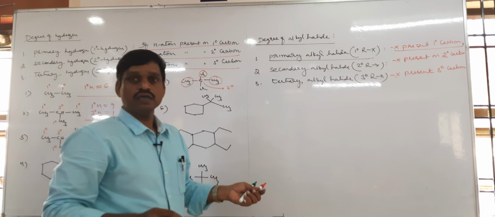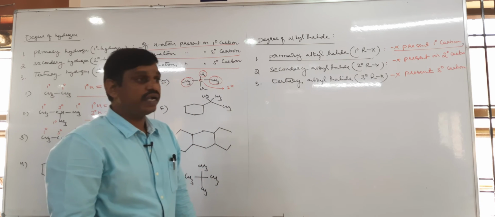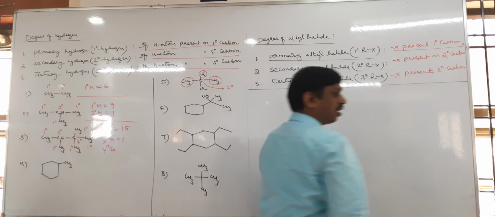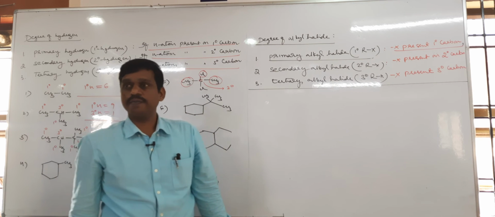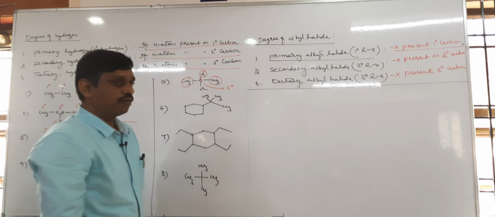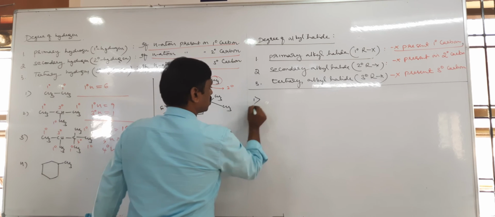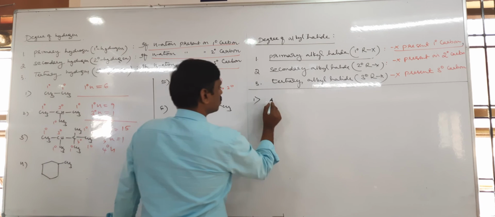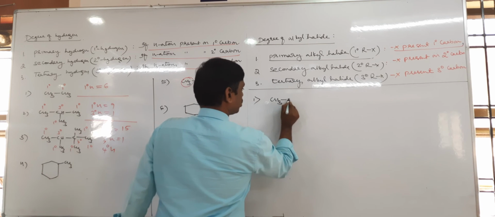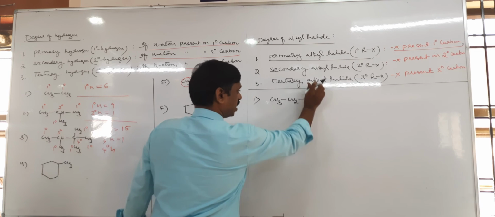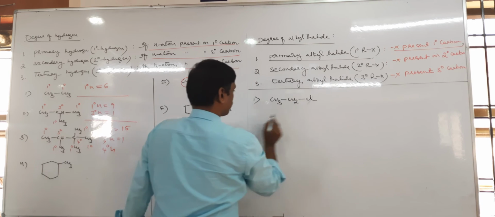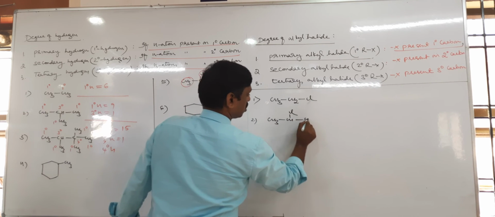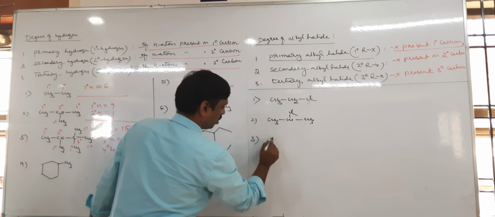Identify the primary, secondary and tertiary alkyl halides in the following. CH3CH2X, I'll take X clearly, Cl, CH3, Cl, CH3.